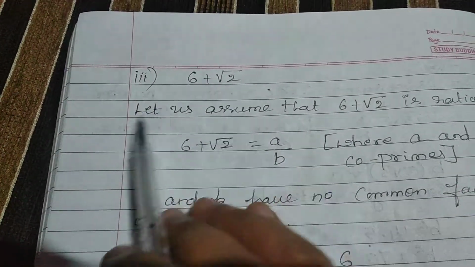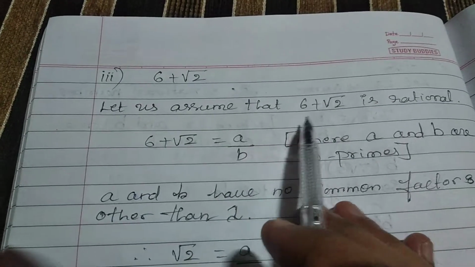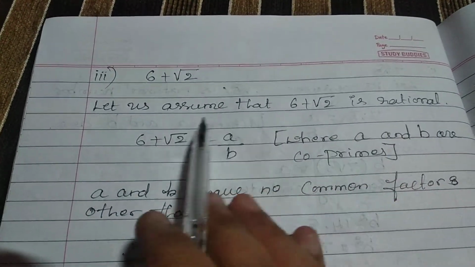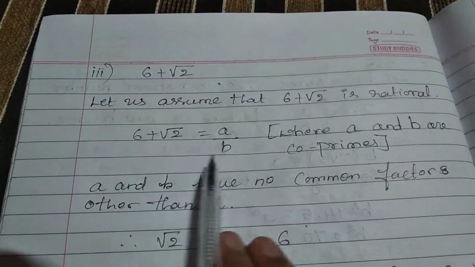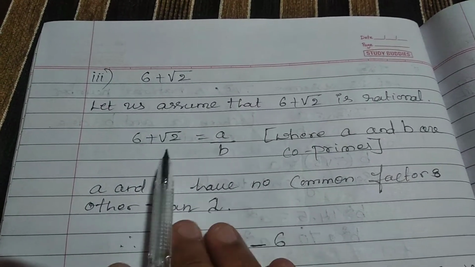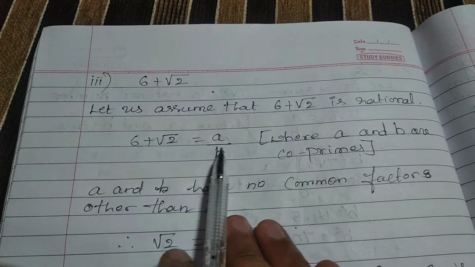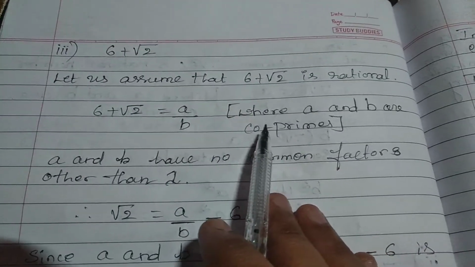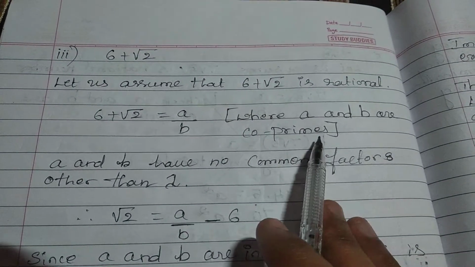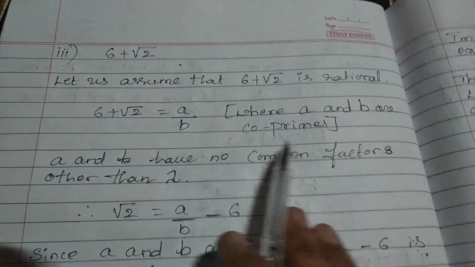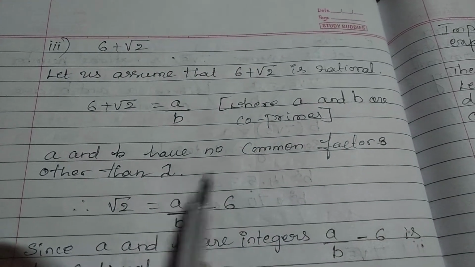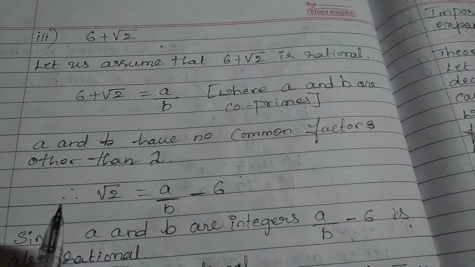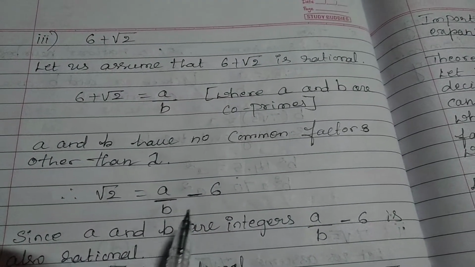6 plus root 2. Let us assume that 6 plus root 2 is rational. So 6 plus root 2 can be written as a by b. So 6 plus root 2 is equal to a by b. We know that a and b are co-primes. A and b have no common factor other than 1. So we assume this. So therefore root 2 is equal to a by b minus 6.